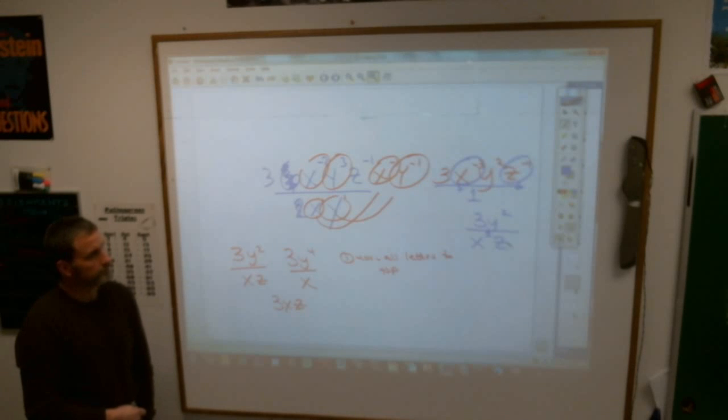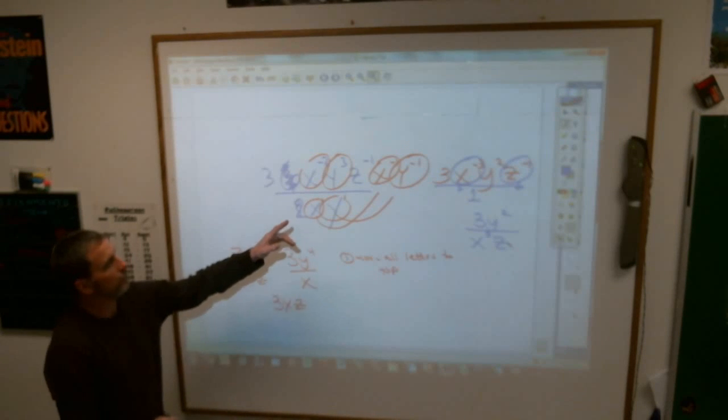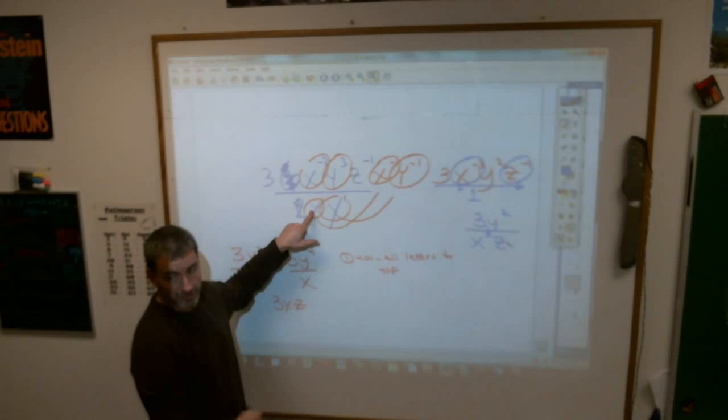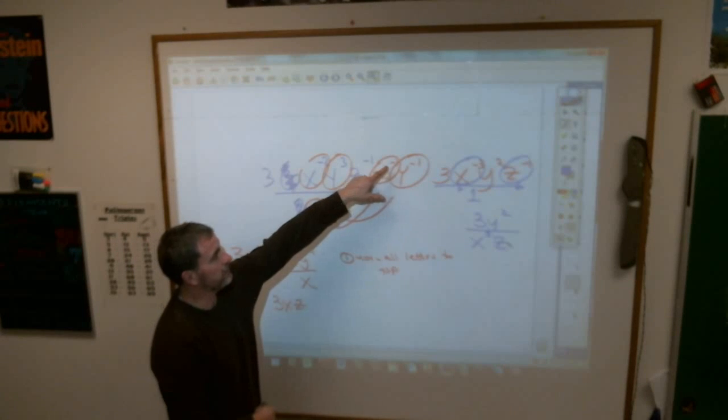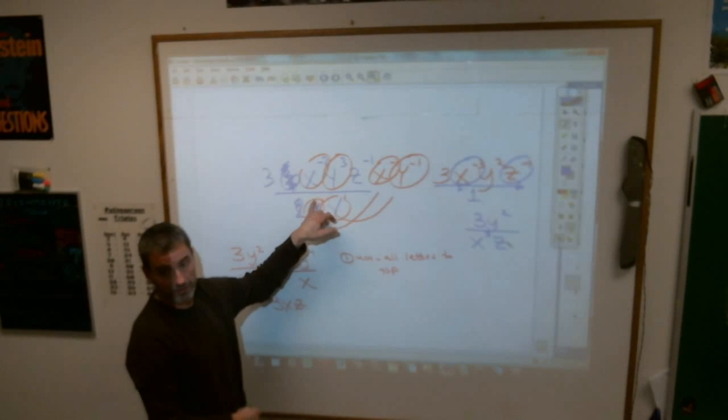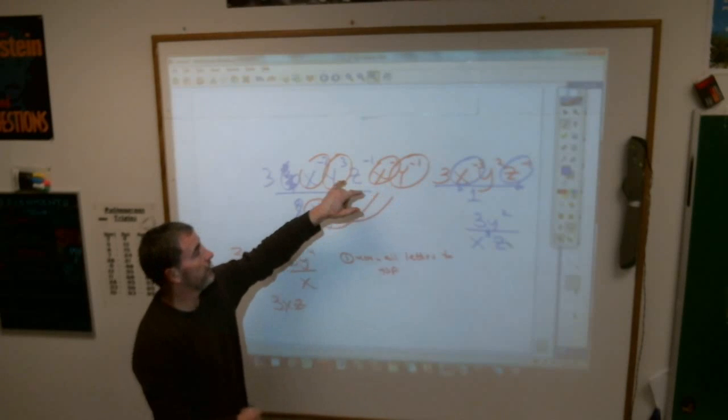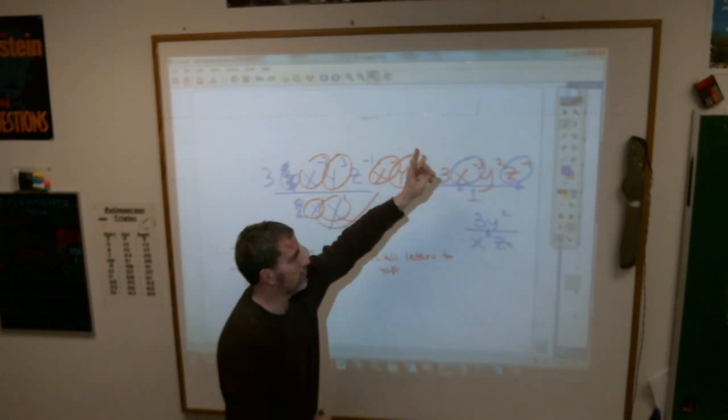How did you get x to the negative third? Wouldn't it be just x? No. When I moved this x to the top, it became x to the negative 1 because there was a positive exponent here. If I move it to the top, it becomes negative 1. If you put a negative 2 and a negative 1 together, you get a negative 3.